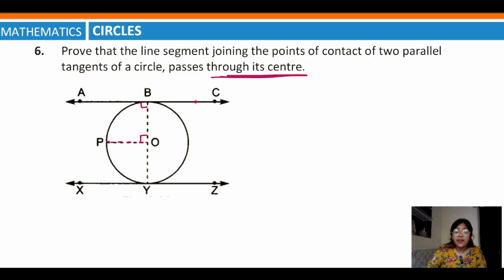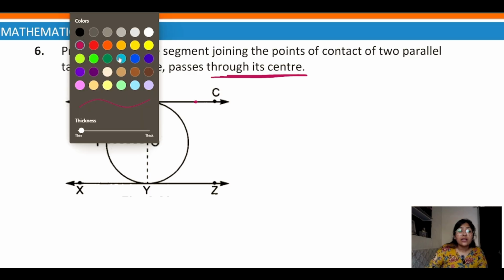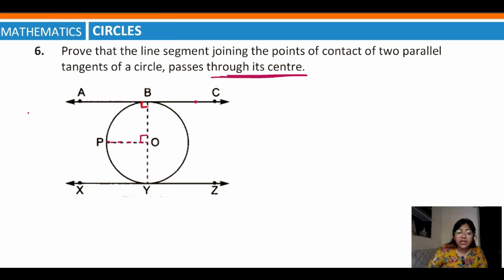Now the question arises why ma'am is saying that angle B is 90 degrees. Because AC is a tangent and B is the point of contact. We know the radius and tangent make an angle of 90 degrees with each other. So this angle is 90 degrees. This angle is 90 degrees. So this angle is also 90 degrees by the co-interior angle property. The sum of co-interior angles is 180 degrees. This is clear to you?